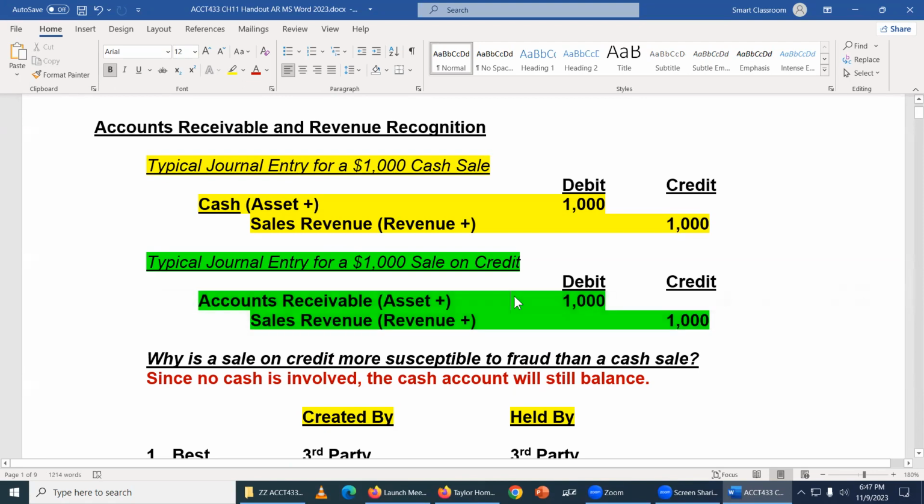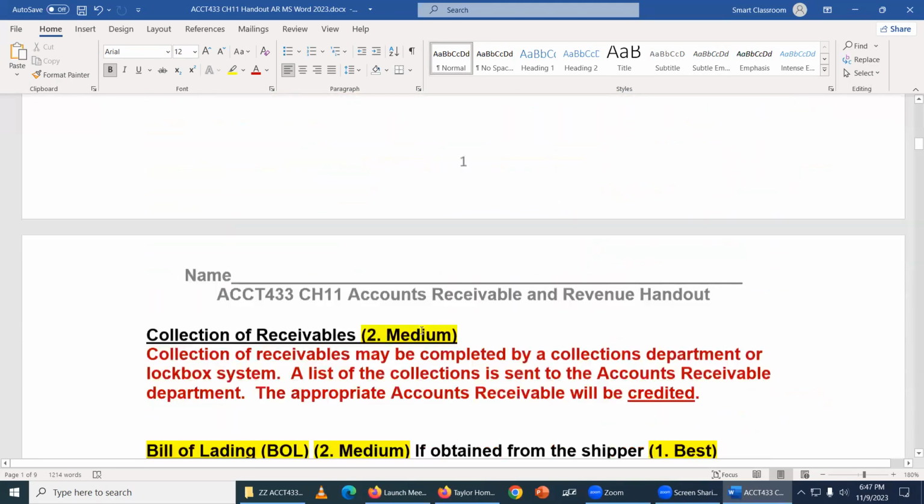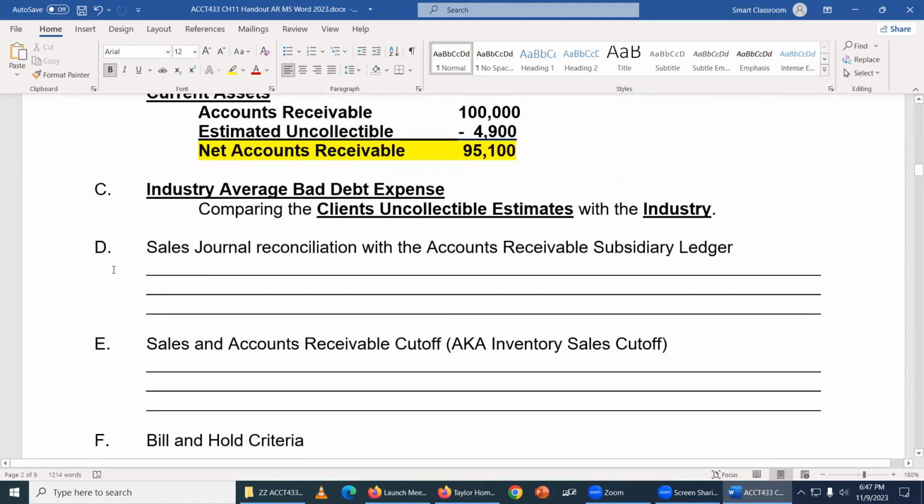Sitting down and having a journal entry made for each sale is probably not the best way to do it. So what they do a lot of times is they'll have a sales journal. They'll record everyone they sold things to, whatever they sold, and the prices and all that. And at the end of the day, this will all go in as one number. These were the daily sales for November 9th, 2023. So a sales journal is just a list of sales.